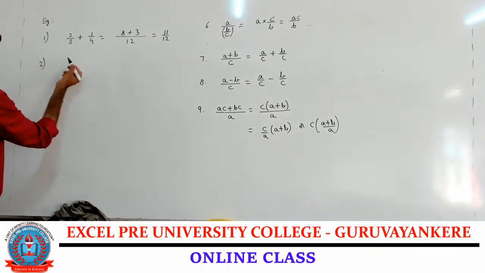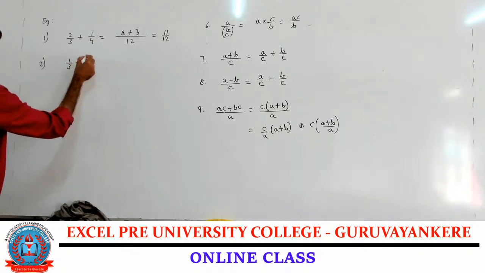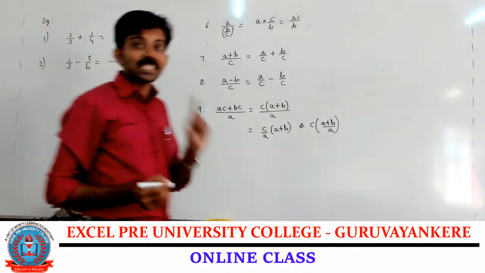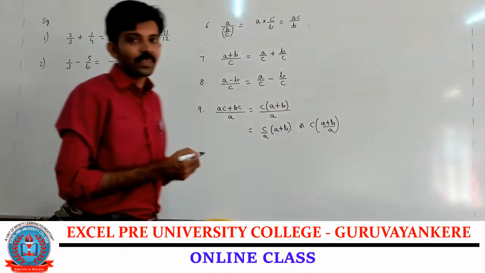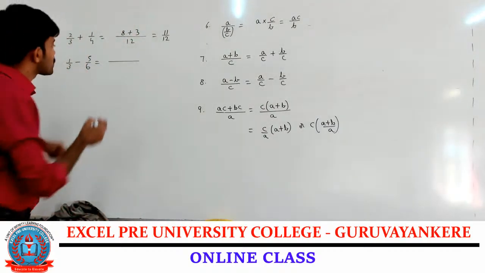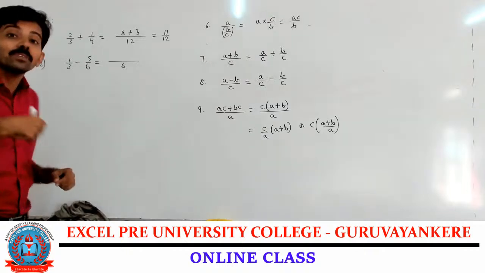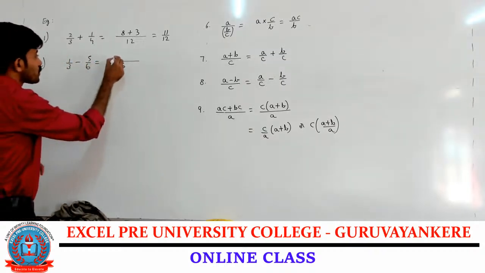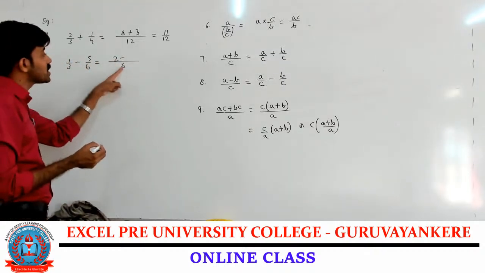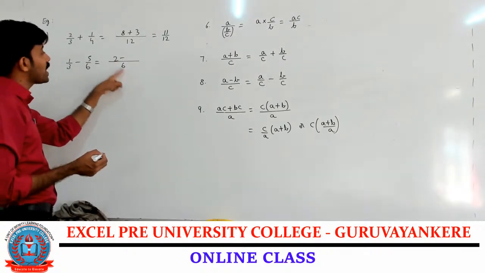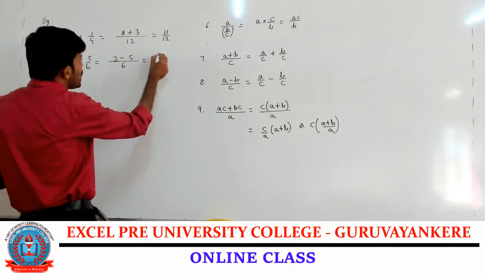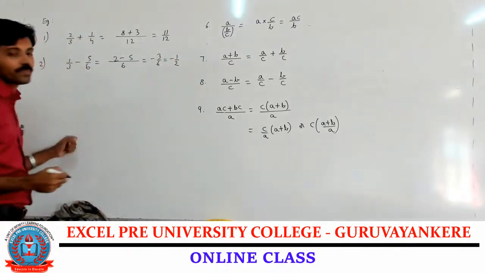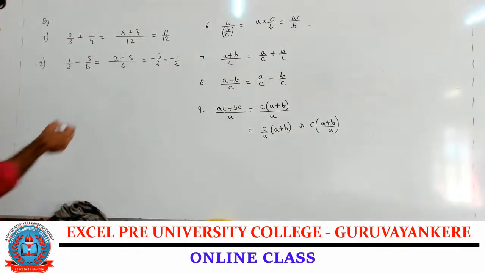Next one, we have 1 by 3 minus 5 by 6. First we take LCM of 3 and 6. LCM of 3 and 6 is 6. Right? 3 has to be multiplied by which number to get 6? 3 has to be multiplied by 2 to get 6. So 2 into 1 is 2. 6 has to be multiplied by which number to get 6? 6 into 1 is 6. Correct? Then 1 into 5 is 5. So 2 minus 5, minus 3 by 6. Minus 3 by 6 is equal to minus half.